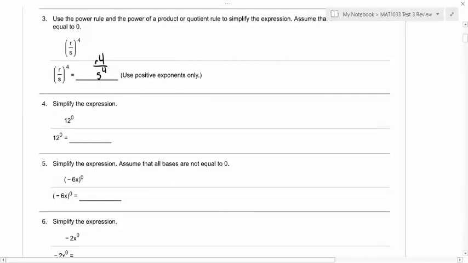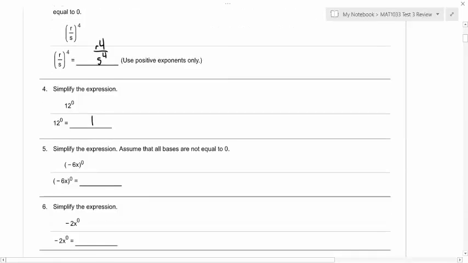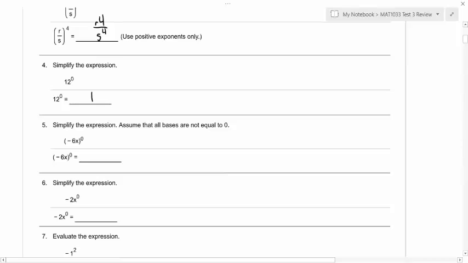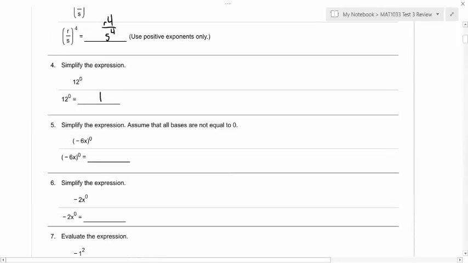How about number 4, 12 to the 0 power? 1. Anything raised to the 0 power is 1. So what about negative 6x in parentheses to the 0 power? 1. Okay, what about number 6?